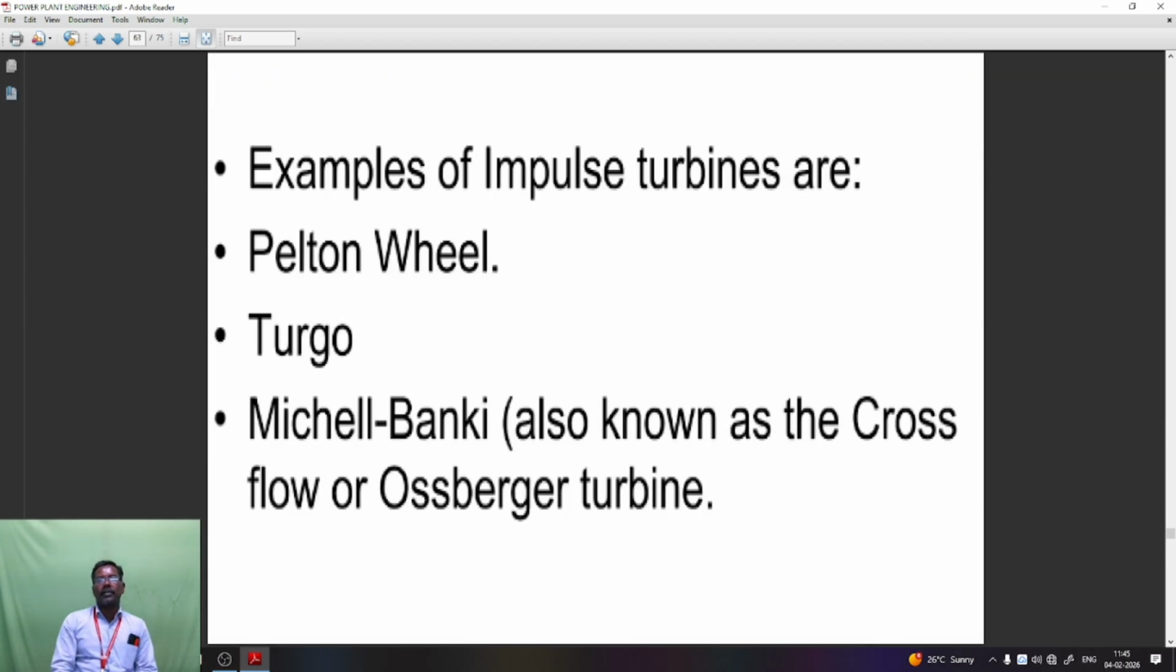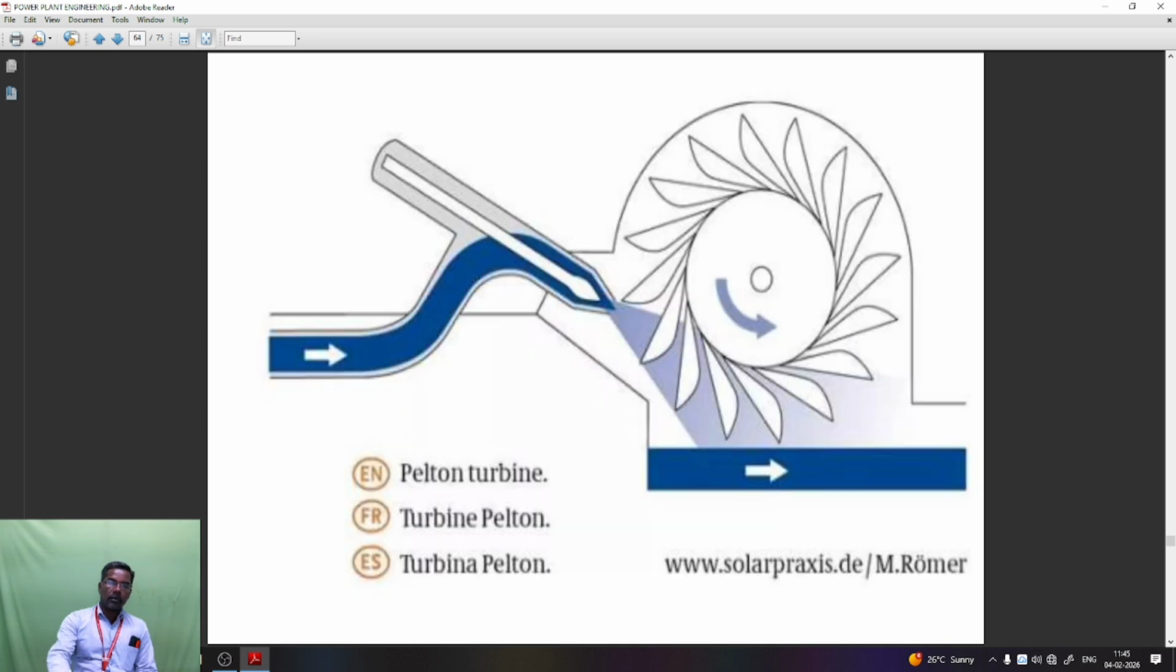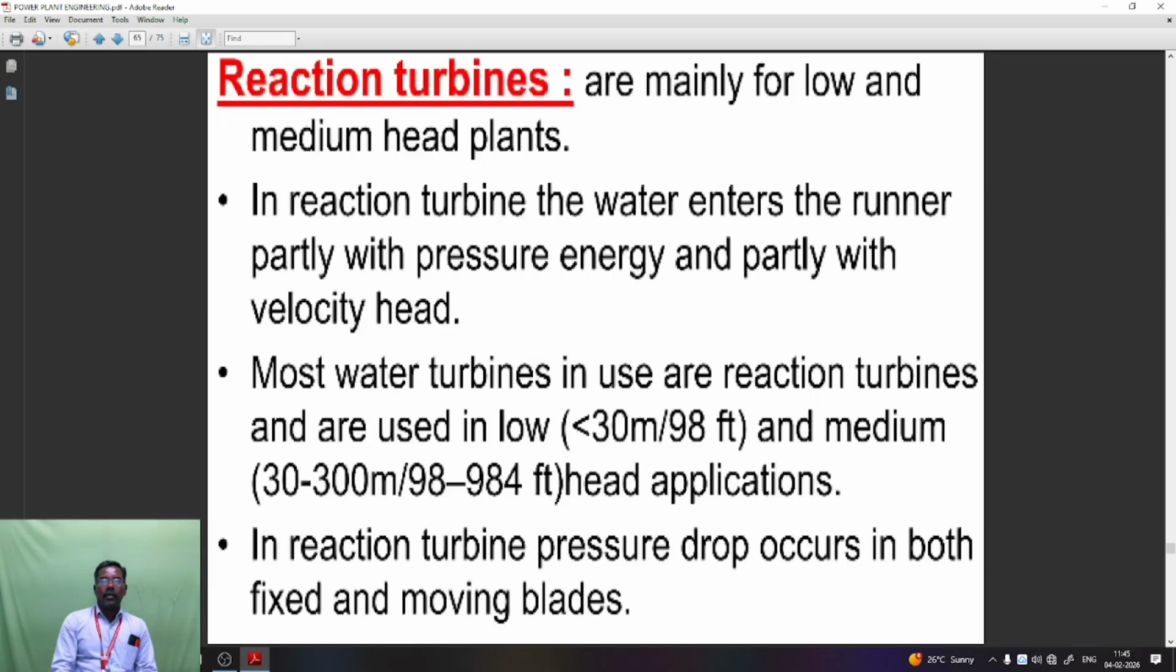Examples of impulse turbines are Pelton wheel turbine, Turgo turbine, Michell-Banki, also known as the cross flow turbine. This is a Pelton wheel turbine. Reaction turbines are mainly for low and medium head plants. In a reaction turbine, the water enters the runner partially with pressure energy and partially with velocity head.